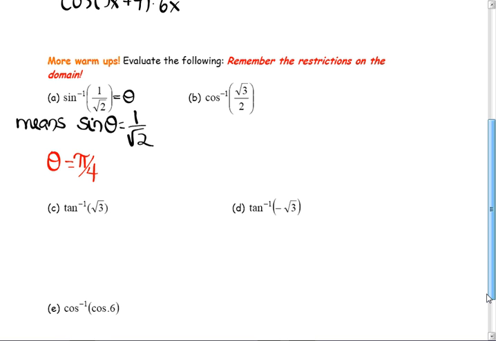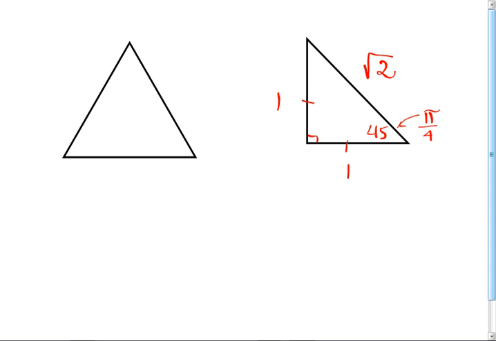That's 45 degrees. So how do you change it? You take 45 degrees times pi over 180 degrees. That's how to convert to radians.